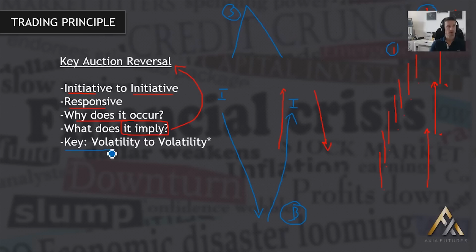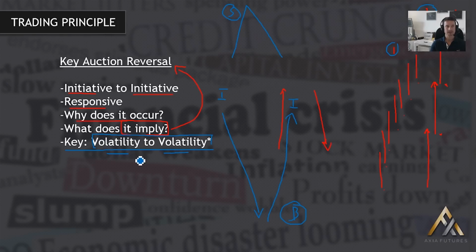Now, the real key, and this is where the strategy comes into its real importance. Again, this strategy is dealt with quite extensively in both courses, volume profiling and the footprint course. But in essence, this is the nitty-gritty, guys, this is the holy grail of key auction reversals. When you develop your strategies, you always have to know the key driver, that key conditioning that ultimately allows a strategy to be successful.